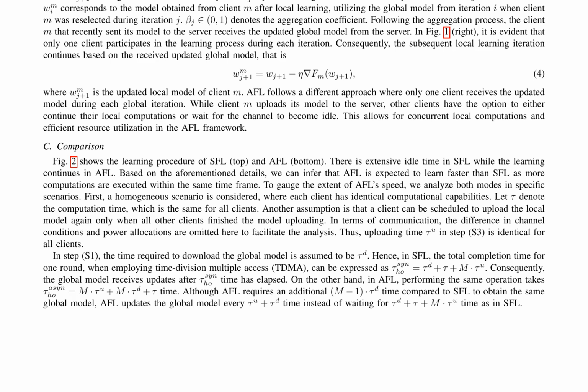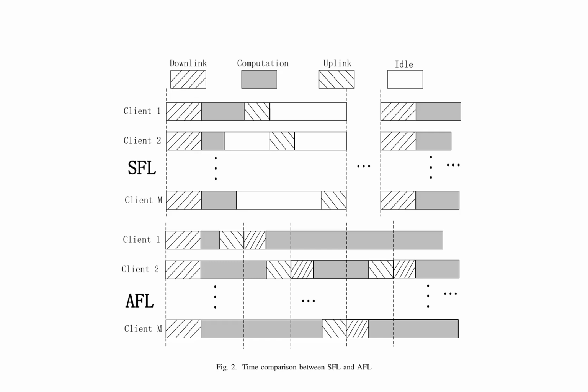In a homogeneous scenario, where each client has identical computational capabilities, the total completion time for one round in SFL is tau_sfl_ho equals tau_d plus M tau_u, whereas in AFL, it is tau_afl_ho equals M tau_u plus M tau_d plus tau. In a heterogeneous scenario, where clients have different computation capabilities and channel conditions, the completion time is primarily dictated by the computation duration of the slowest client.